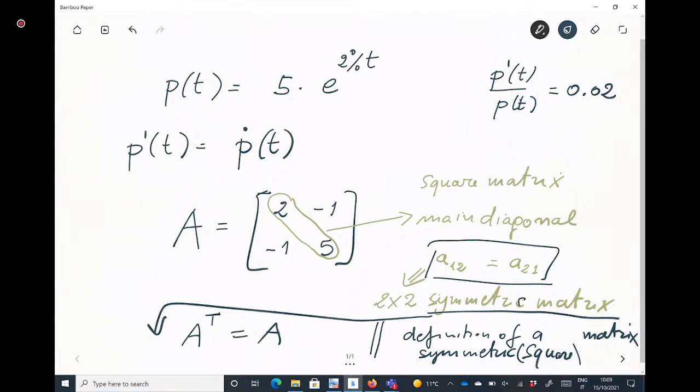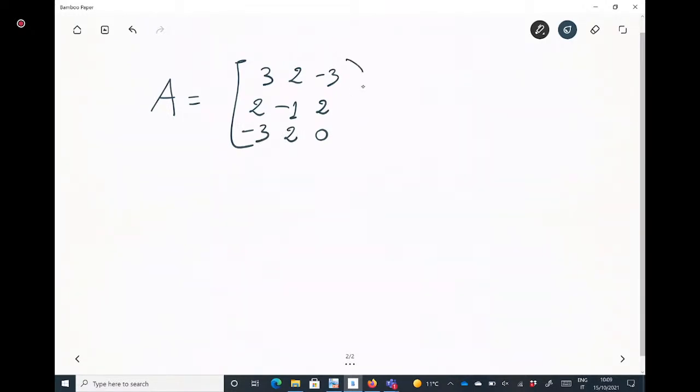This is a 2 by 2 example of a symmetric matrix. If you want to see a 3 by 3 example, it's just like this. A is symmetric, could be like this. 3, minus 1, 0. 2, minus 3, 2. Then this must be equal to this one, 2. This must be equal to this one, 2. And this is minus 3, okay? The element in position 1,3 is equal to the element in position 3,1. The element in position 2,1 is equal to the element in position 1,2. And also these elements are equal to each other.